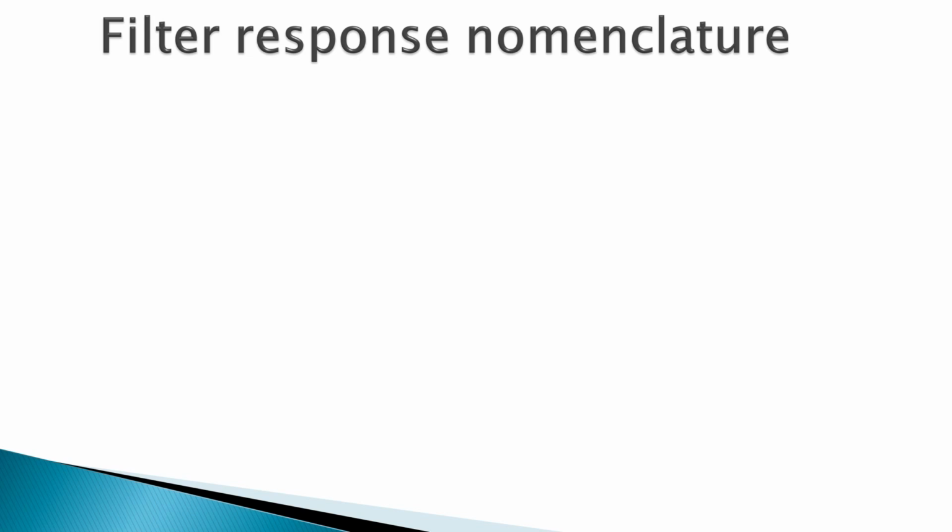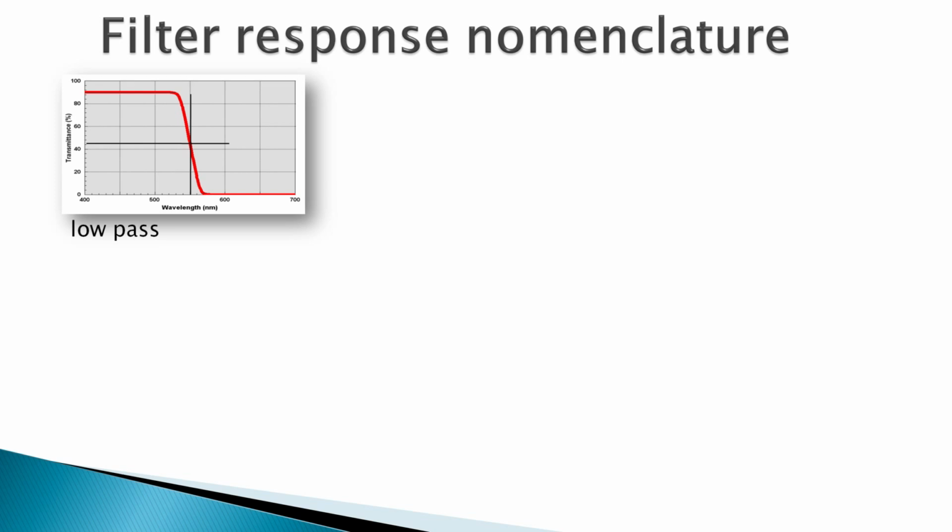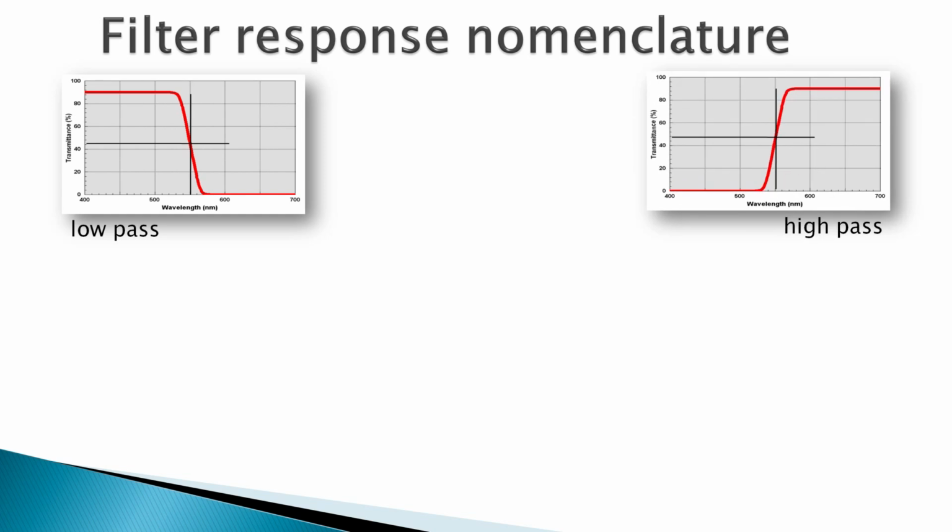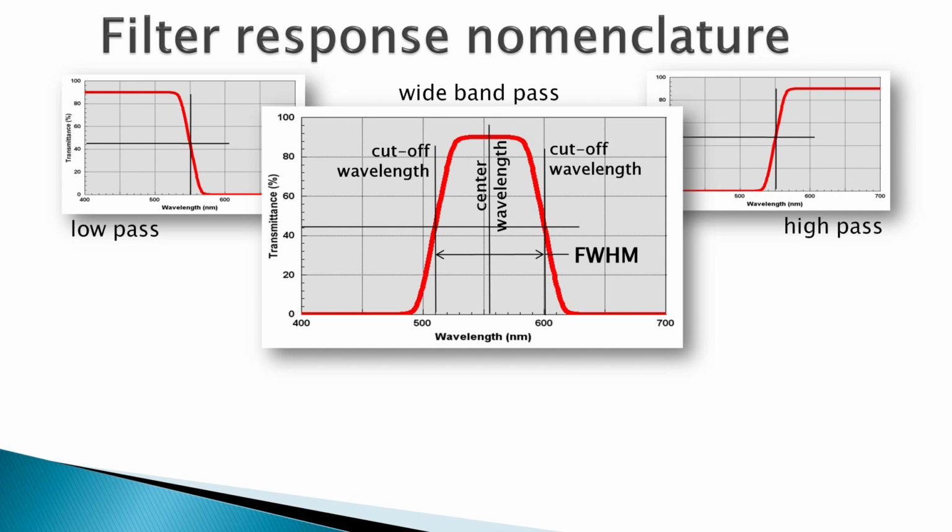The next item I'd like to go over is some basic filter nomenclature. This filter spectrum plot is for something called a low-pass filter. All the light at wavelengths below the cutoff are passed and all those above are blocked. The opposite of this is a high-pass filter, where all the wavelengths above the cutoff are passed and those below are blocked. If we combine these two spectrums together, we get a band pass filter.